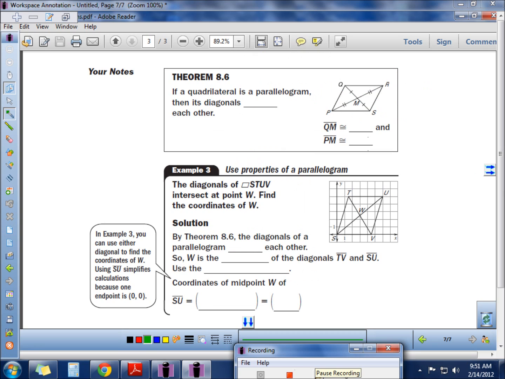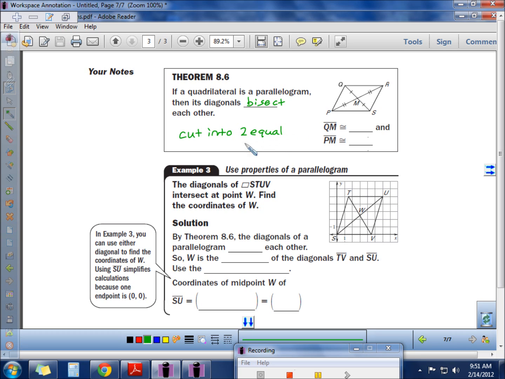Theorem 8.6 says, if a quadrilateral is a parallelogram, then its diagonals bisect each other. And if you don't remember what that word means, you can look it up. What does it mean? Okay, that means to cut into 2 equal parts. Good job. So QM in the picture is going to be congruent to MS, and PM is going to be congruent to MR.